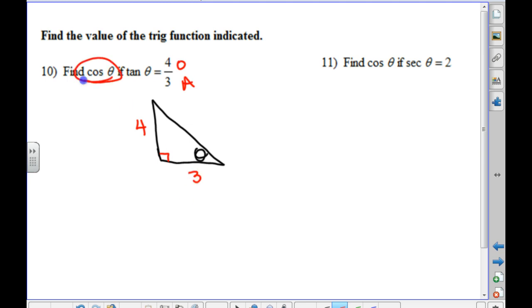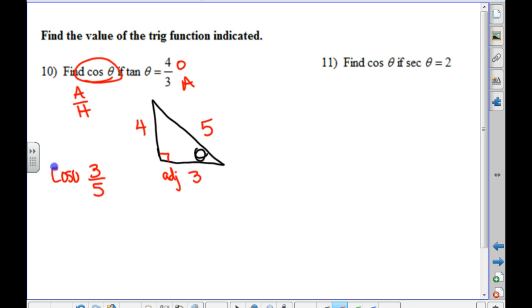If I want cosine, I need adjacent over hypotenuse, so I need the hypotenuse. 5. Yep, that's a 3, 4, 5 triangle. 3 squared plus 4 squared is 25, so square root is 5. Adjacent over hypotenuse from this angle, which leg is adjacent? The 3, so we end up with 3/5 as the cosine.